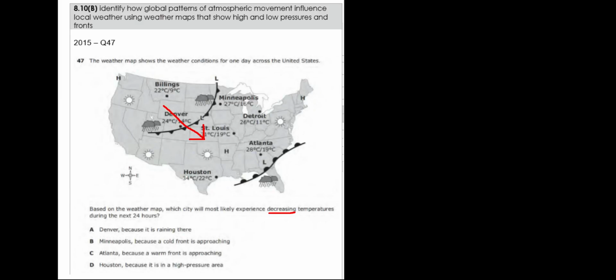Going back to the question, it's asking us which city will most likely experience decreasing or cold temperatures during the next 24 hours. And if we look at Minneapolis, it's in front of the cold front. And so therefore it hasn't experienced the cooler temperatures being brought by the cold front. So within the next 24 hours, they should be having colder temperatures. So the correct answer for this question is B. So now that you have an understanding of this, you'll need to go back and answer the question correctly.